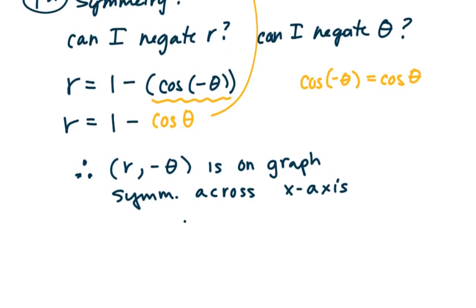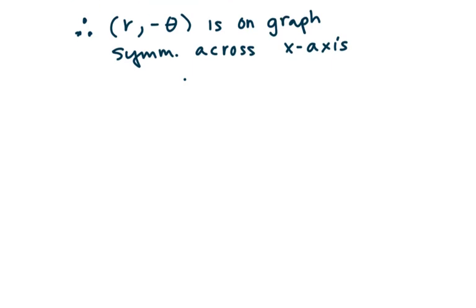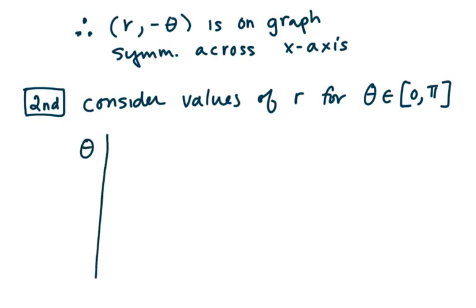So with symmetry across the x-axis, we know that we only need to look at values from 0 to pi as opposed to 0 to 2 pi, half of a rotation. So my second step here will be to consider values of r for theta between 0 and pi. And so making a table of values works fine to suit our needs here. You can choose as many thetas as you want to plug in. I'm just going to choose 5.